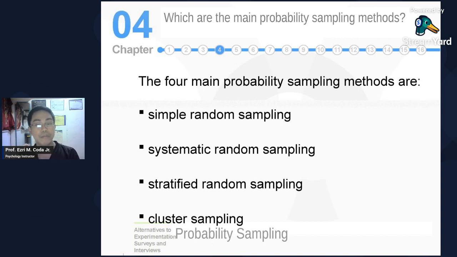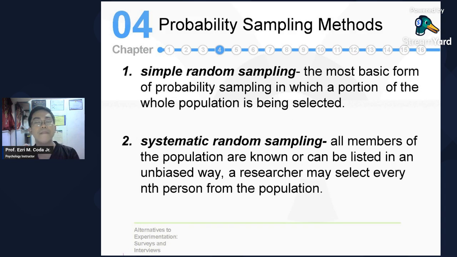Now, which are the main probability sampling methods? We have simple random sampling, systematic random sampling, stratified random sampling, and we also have cluster sampling. For simple random sampling, it is the most basic form of probability sampling in which a portion of the whole population is selected. You randomly select a portion of your chosen population. So that is how you get your sample through simple random sampling.